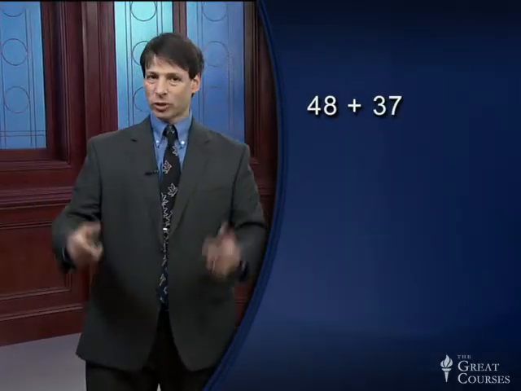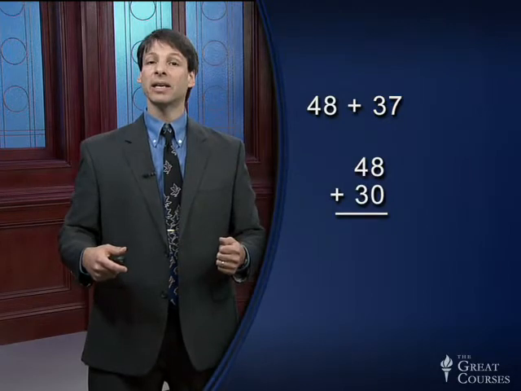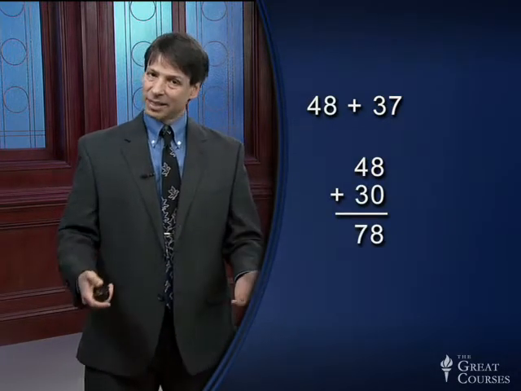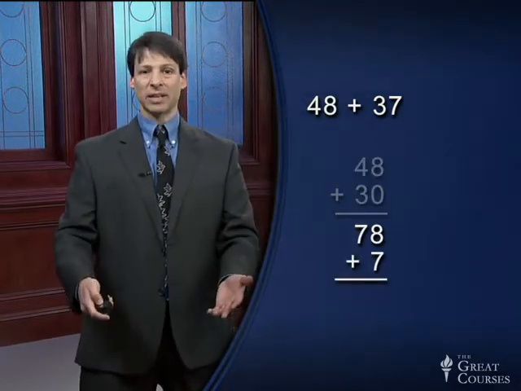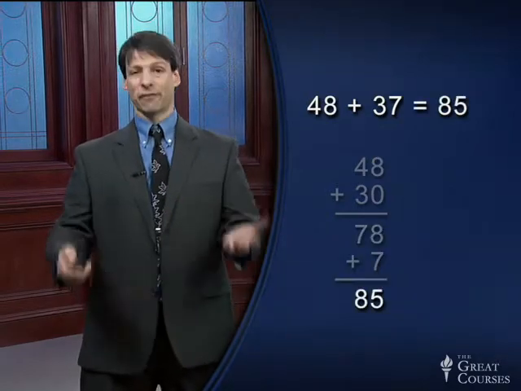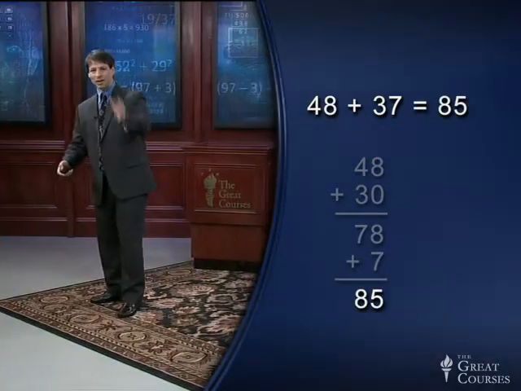What's our strategy? First add 30, then add 7. 48 plus 30 is 78. Then add 7, giving us 85. All right, here's a bigger one.